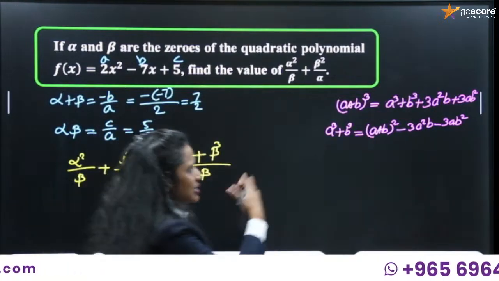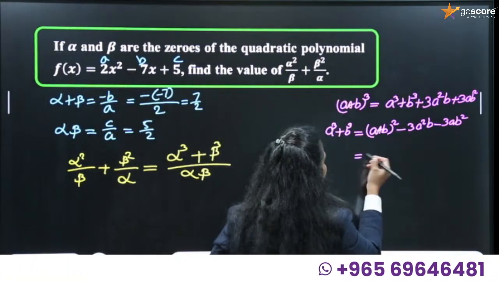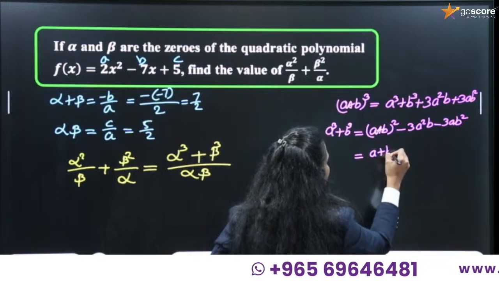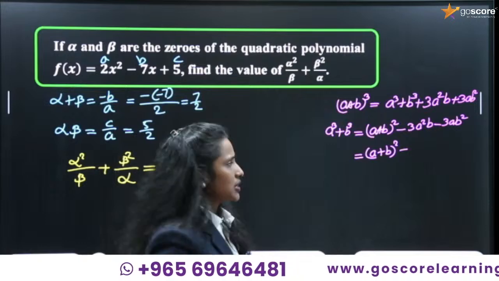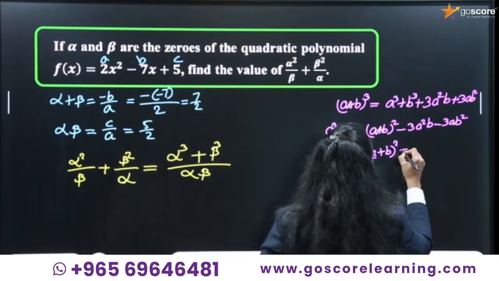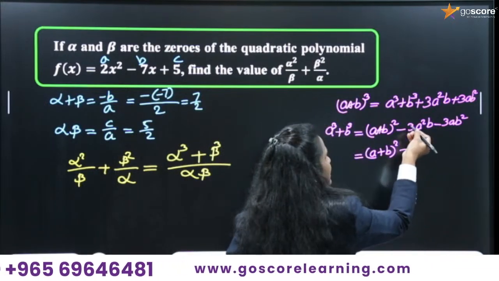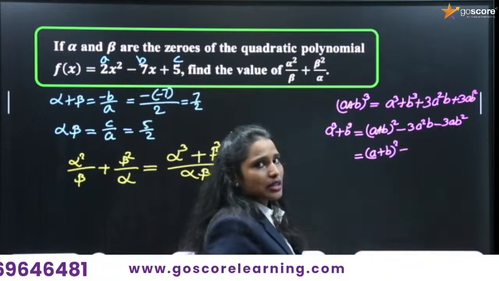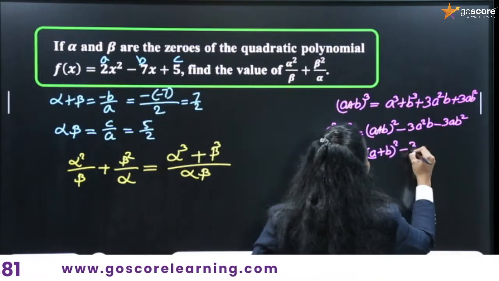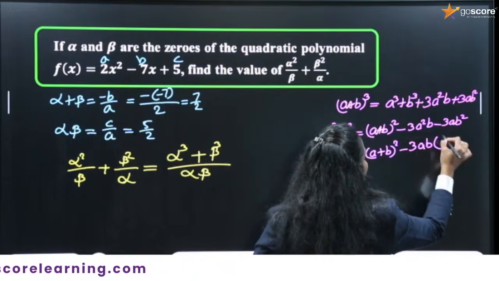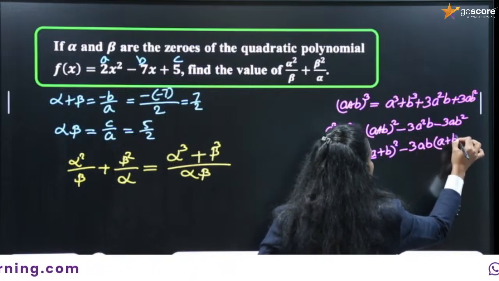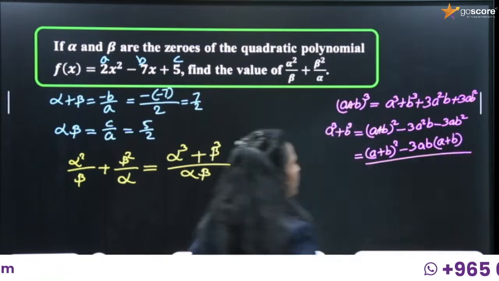Now we can do a simple rearrangement so that this one will look like alpha plus beta and alpha beta. Okay, in terms of alpha plus beta and alpha beta. So I am taking this minus 3ab, the common terms, outside. So minus 3ab into what? A plus b. So this is what we want.